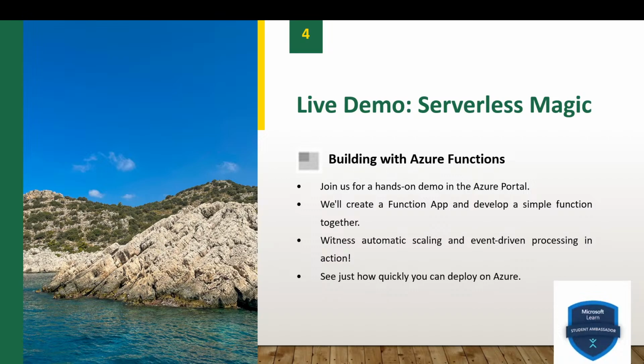Step 1. Create a function app in the Azure portal. First, log into the Azure portal. Begin by navigating to the Azure portal and logging in with your Azure account credentials. Once logged in, you will be greeted by the Azure Dashboard, which provides a centralized view of your resources and services.